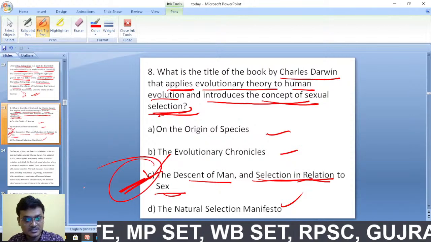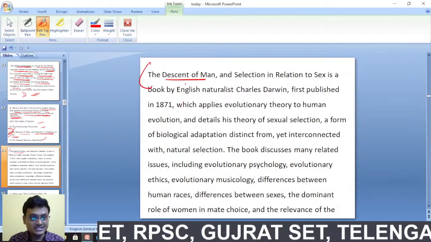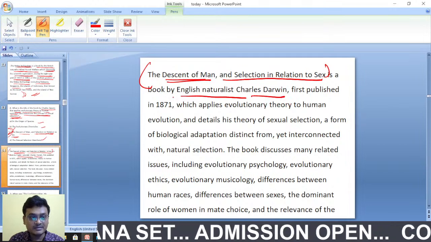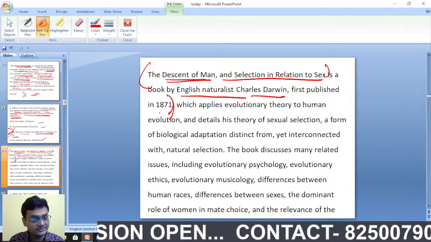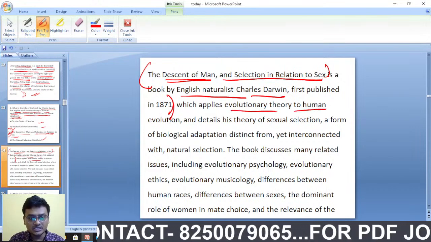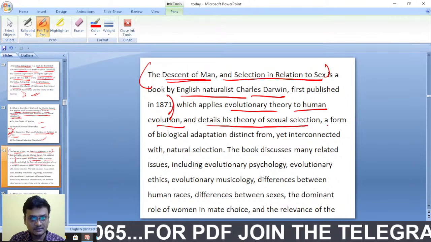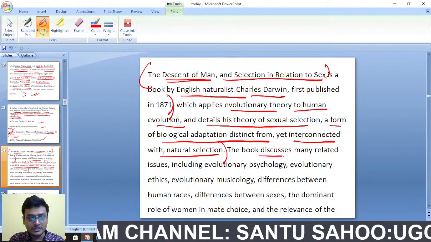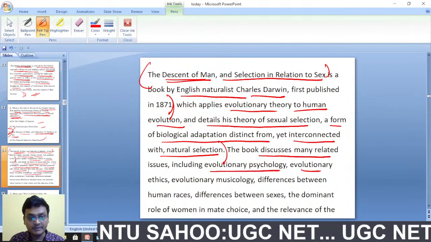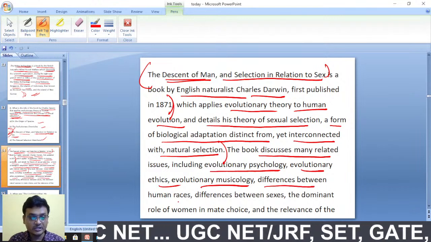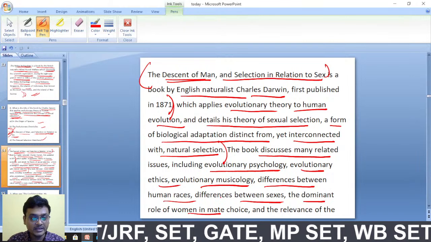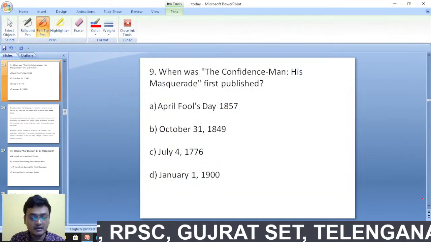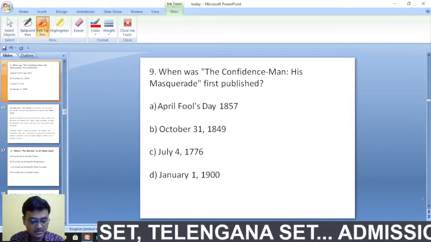The full title is actually The Descent of Man and Selection in Relation to Sex, a book by English naturalist Charles Darwin, first published in 1871, while The Origin of Species was published in 1859. It applies evolutionary theory to human evolution and details its theory of sexual selection, a form of biological adaptation distinct from yet interconnected with natural selection. The book discusses many related issues, including evolutionary psychology, evolutionary ethics, evolutionary musicology, differences between human races, differences between sexes, the dominant role of women in mate choice, and the relevance of evolutionary theory to society. The Descent of Man by Charles Darwin, 1871.